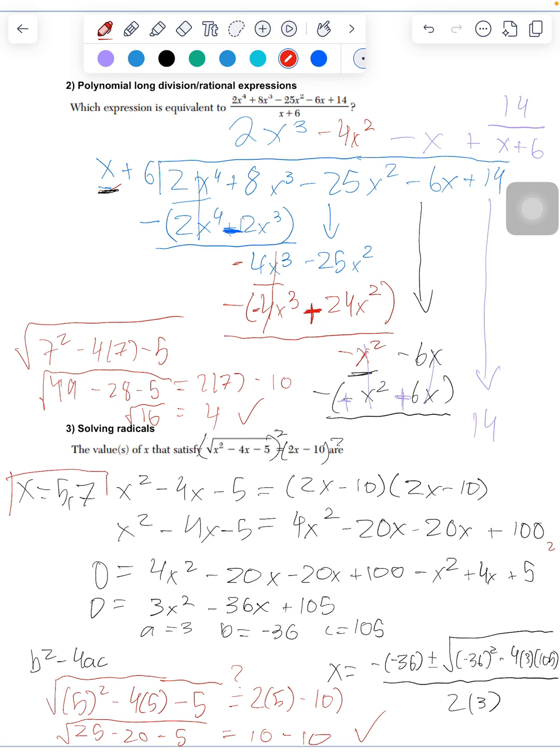So both of my solutions work. None of them are extraneous. So my final answer is x equals 5 and 7.